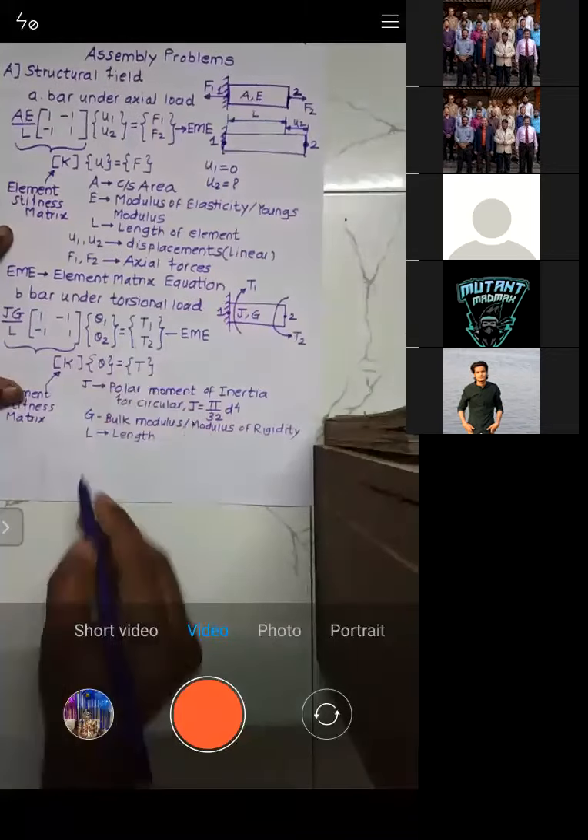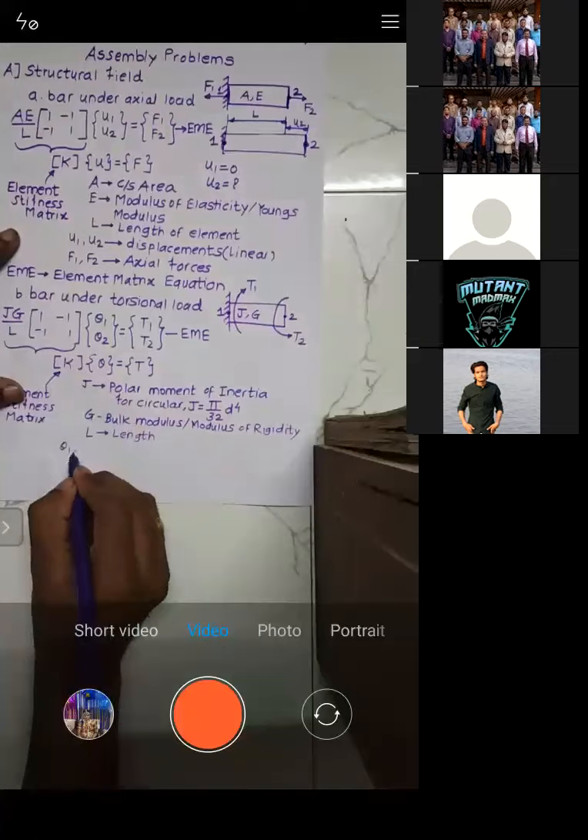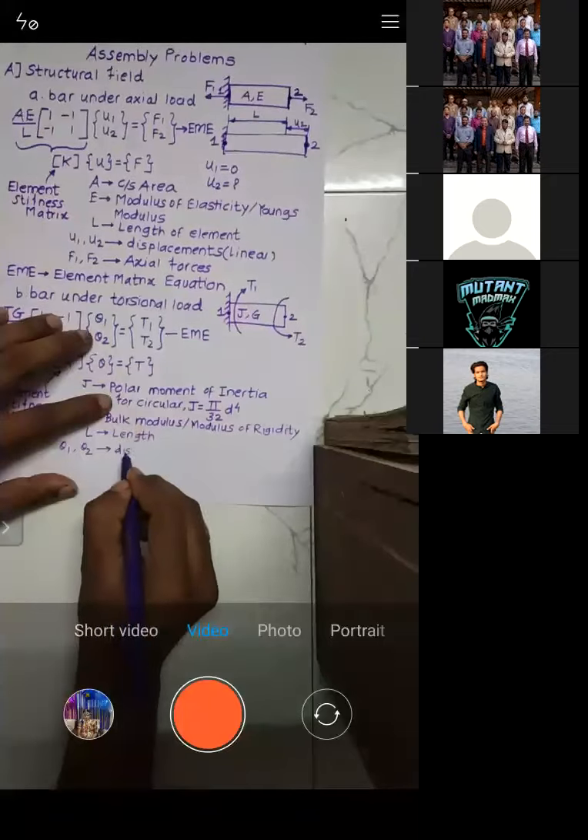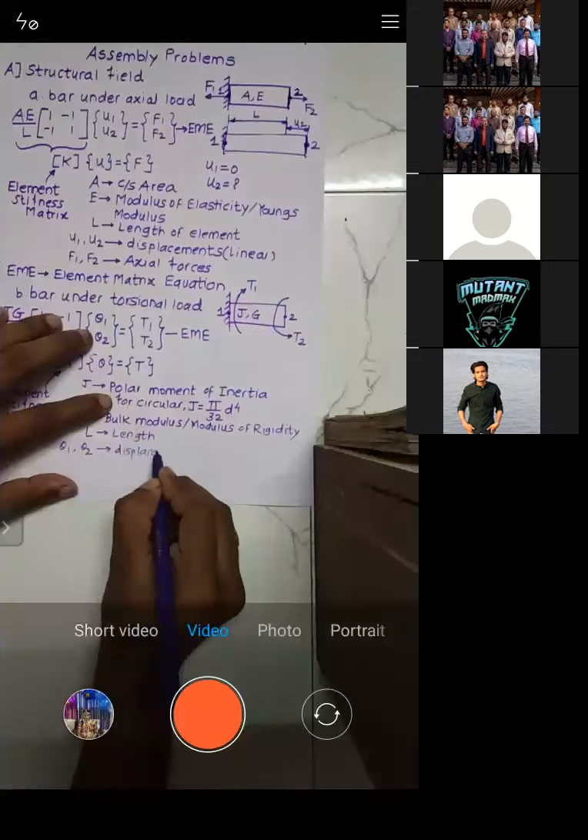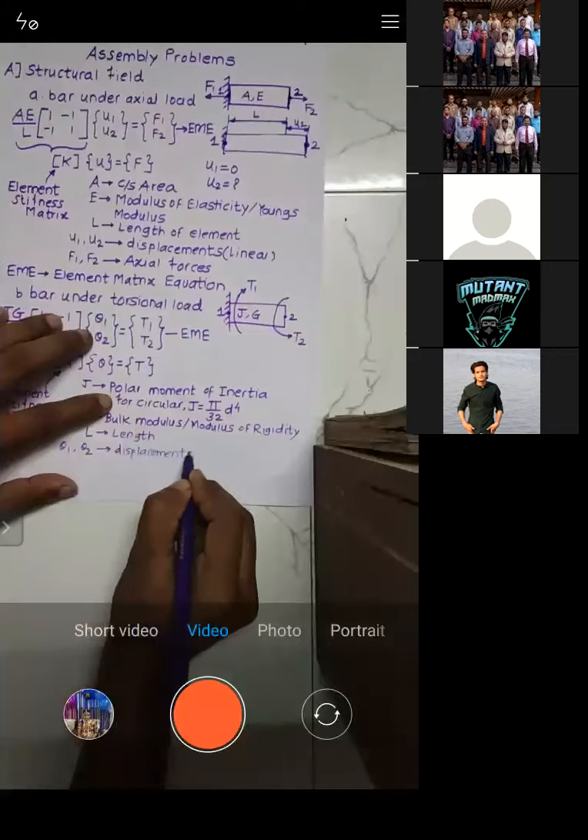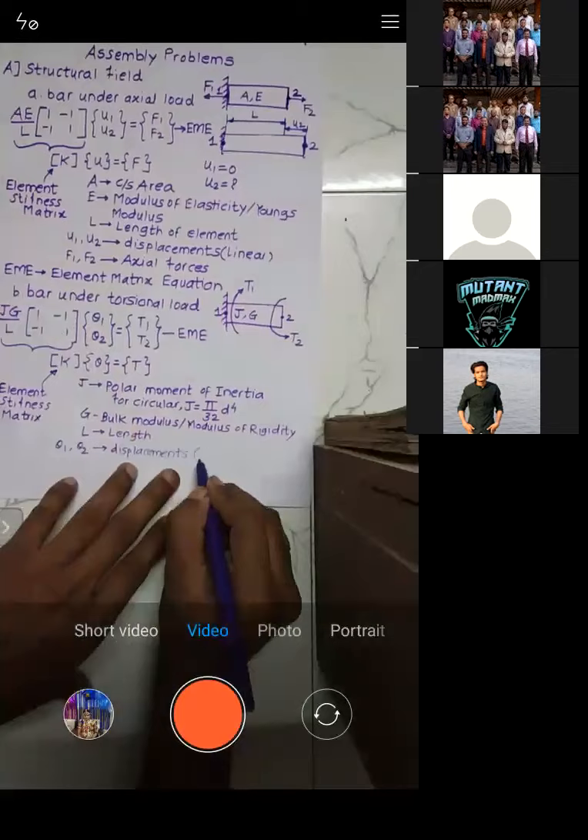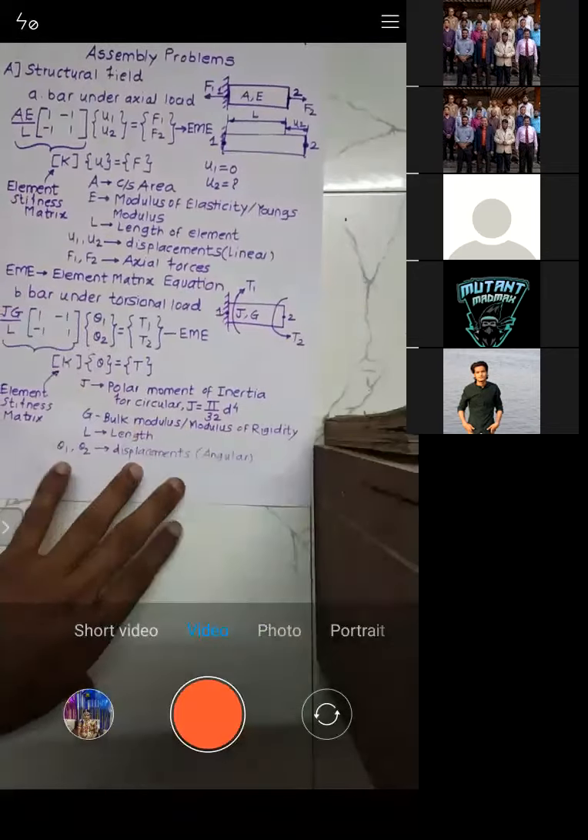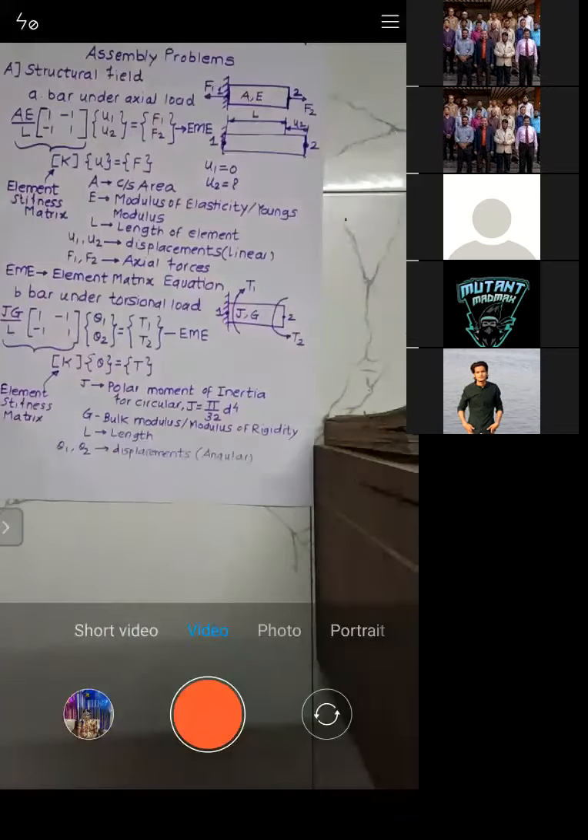What is theta 1, theta 2? They are the displacements. Okay, I will write down displacements, but they are angular, right? These displacements are angular.